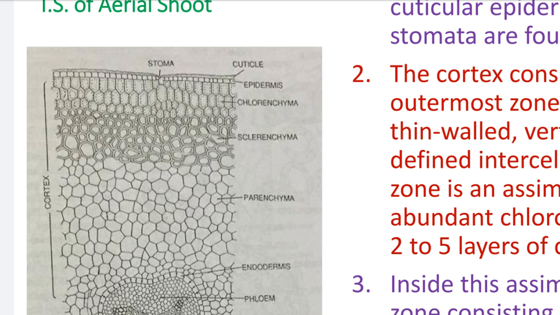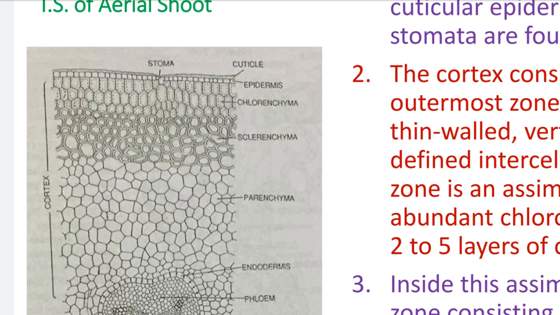Then the epidermis has the stomata. The natural openings, stomata, are there for gaseous exchange. These stomata are also present. Below the epidermis there is a multi-layered chlorenchyma. Why is this region called the chlorenchyma? Basically it is a parenchymatous region, and due to the presence of chloroplasts this region is called the chlorenchyma. What is the function of this chlorenchyma? It carries out photosynthesis, so this region is typically green.